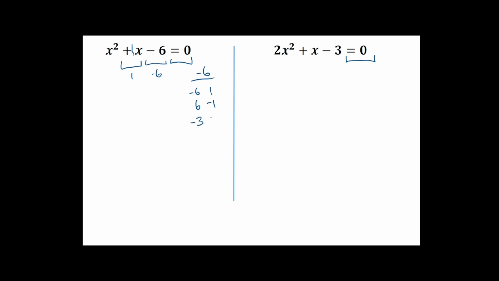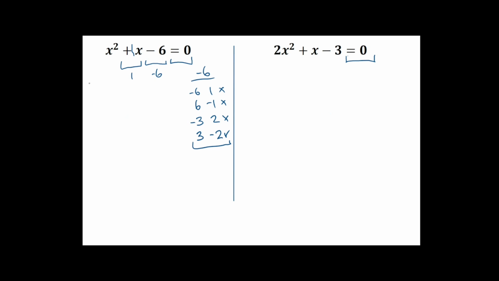There is -3 and +2, so we're getting close, I think. And there's 3 and -2. So -6 plus 1 is -5. 6 minus 1 is +5. It's not that. -3 plus 2 is -1, so we're getting close, but no cigar. 3 minus 2 is 1. That's the combination that we're looking for. These are the droids you're looking for.